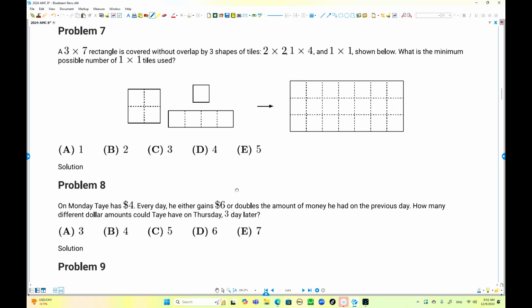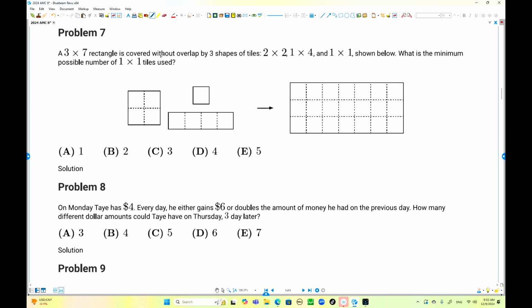Number 7. A 3 by 7 rectangle is covered without overlap by three shapes: 2 by 2, 1 by 4, 1 by 1. Okay, what is the minimum possible value of 1 by 1? Minimum possible 1 by 1 is what we're going to use, as many as we can use right there. These two as many as we can, right? So first one is this square. 1, 2, 3. That's only one way, right?